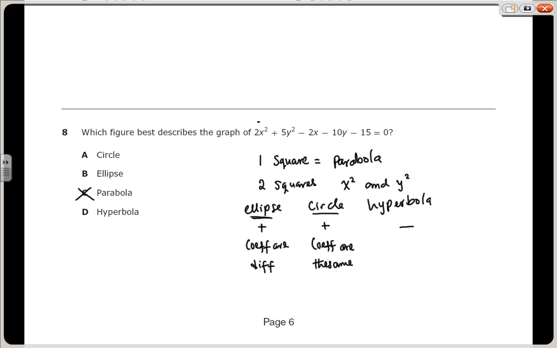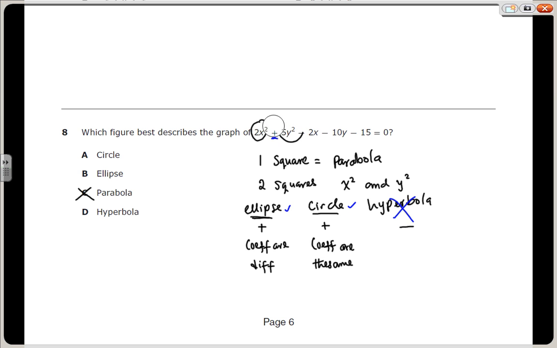Alright, so take a look at this square and take a look at this square. What sign is in between them? You have a plus. So since you have a plus, it's either an ellipse or a circle. If this were a minus, it would automatically become a hyperbola. So since this sign right here is a plus, this is gone. Alright, so let's see. Coefficient is different, ellipse. Coefficient is the same with a minus, hyperbola. Coefficient is the same with a plus, circle.